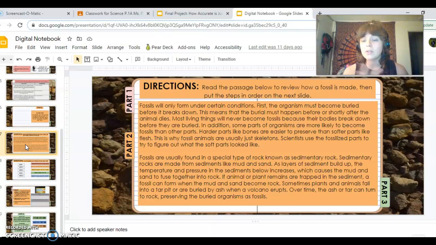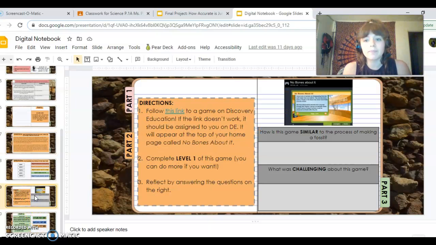So that's one source of evidence you can use: using this text and applying it to what would actually happen in nature, or what the odds are of this happening. The other thing you can use is the simulation on slide number 9, I believe. For this simulation, No Bones About It, you had to make a fossil, right?